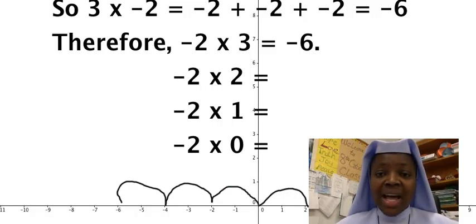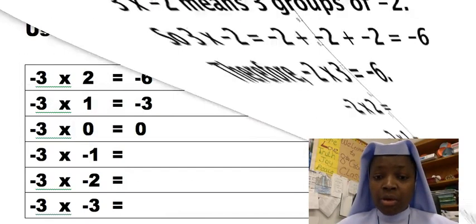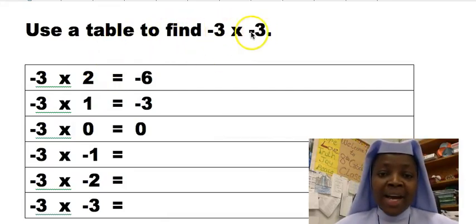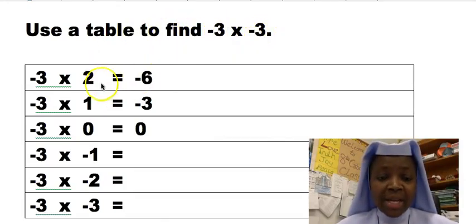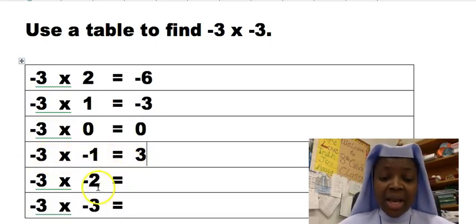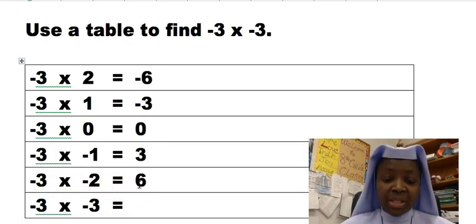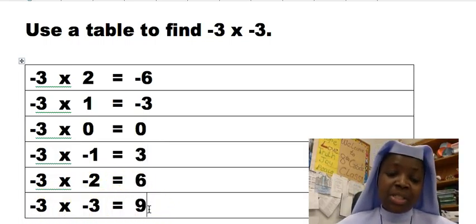Okay, so let's use this idea now to solve more multiplication problems. Find the product of negative 3 times 3. Let's use a table to organize our thoughts. Starting from positive numbers and going down, watch the pattern. So negative 3 times 2 is negative 6 because it's taking 3 steps backward 2 times. Negative 3 times 1 is negative 3 because it's taking 3 steps backward 1 time. And then 0, 0. And then negative 3 times negative 1 will be positive 3. And negative 3 times negative 2 will be positive 6. And then positive 9.